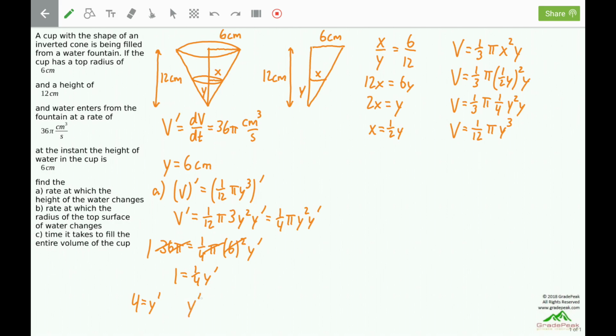So y prime, or dy dt, the rate at which the height of the water changes, is coming out to 4. It'll be in units of y, length. Length in this problem is centimeters, over time, seconds.